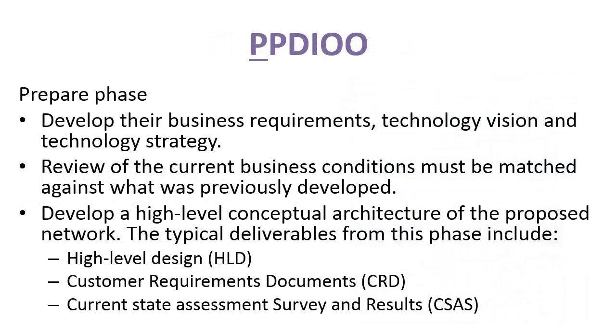The first stage of the PPDIOO process is the prepare stage. In the prepare phase, a company develops business requirements, strategy, and vision. And it's very important that these are considered and established before going forward. Otherwise, the network design won't meet the very requirements you're trying to fulfill.